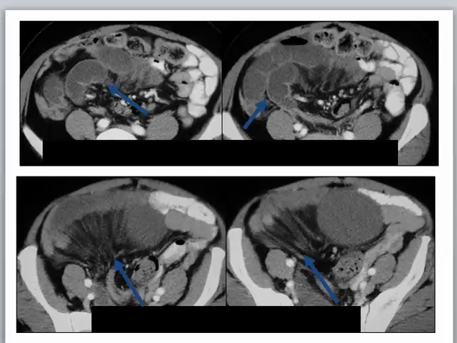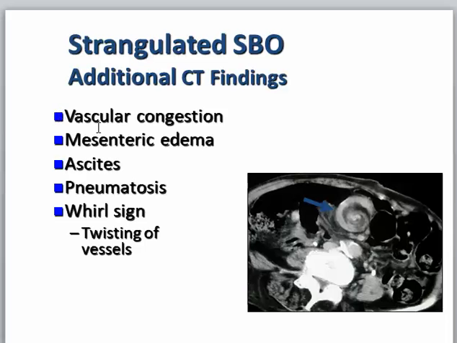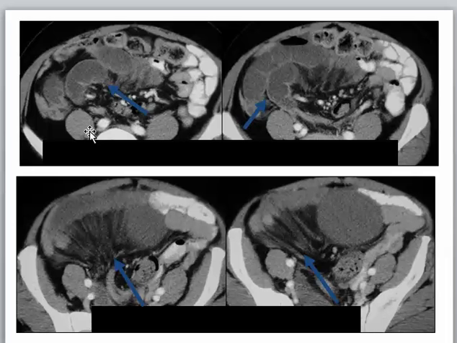Here we have the dilatation, and here we have the congested vessels. These are the congested vessels, perivascular congestion, because we said there is vascular congestion, mesenteric edema, ascites, pneumatosis, whirl sign. So here in this group we have the dilatation, and we have the perivascular edema and the vascular congestion.